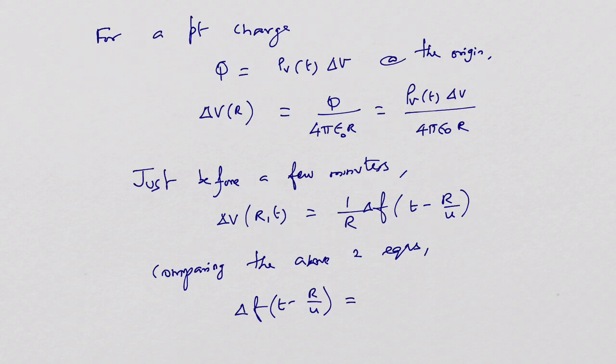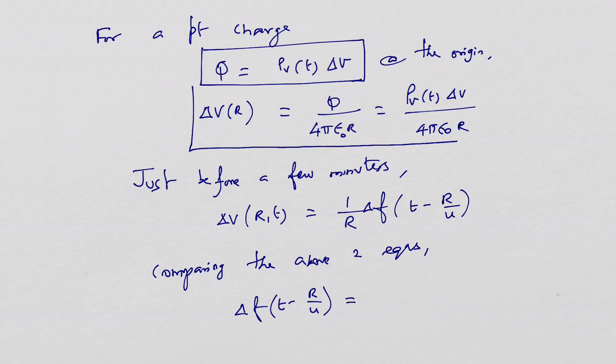So having known all these functions, for a point charge q equal to rho v of t into del v at the origin of a spherical coordinate system, the scalar function is represented by del V of r is equal to q divided by 4 pi epsilon naught into r, and q is equal to rho v of t into del v.